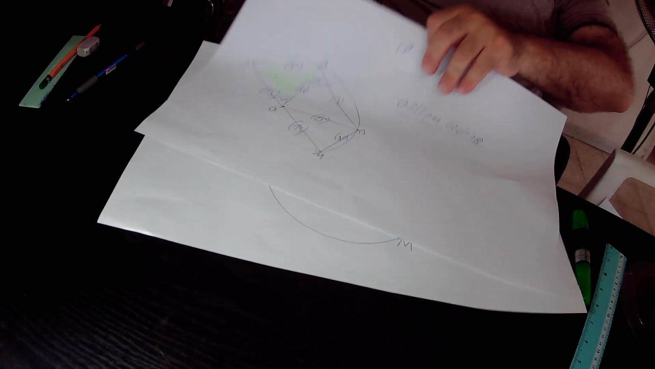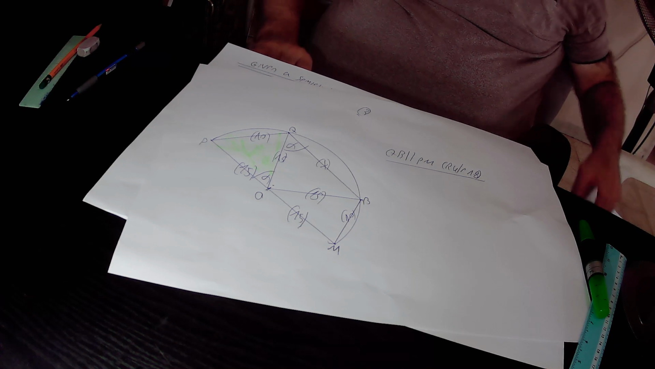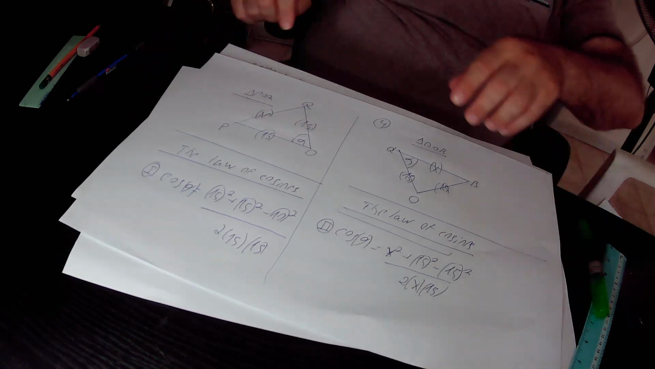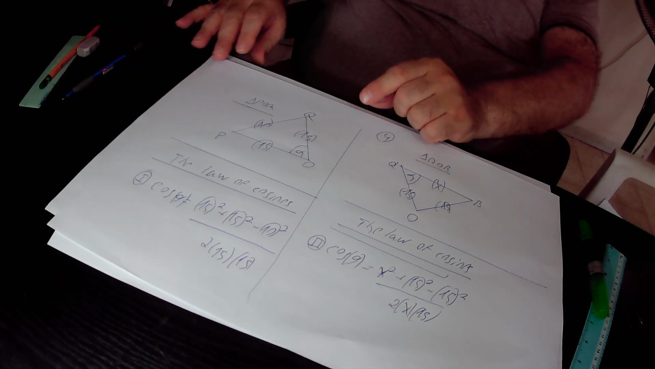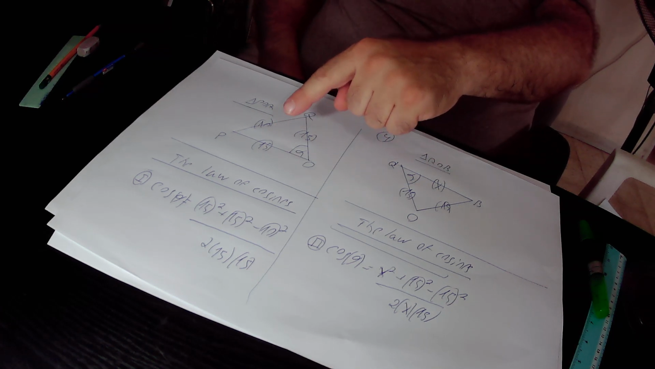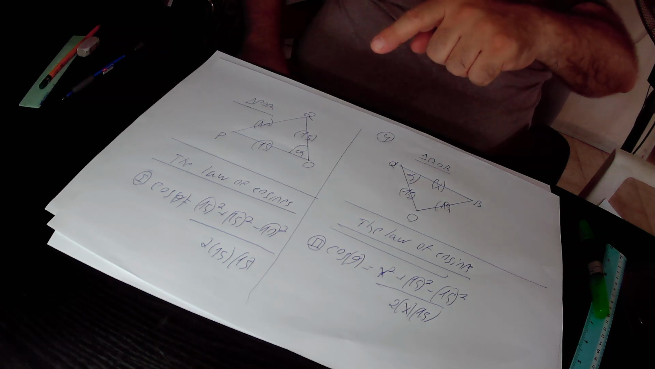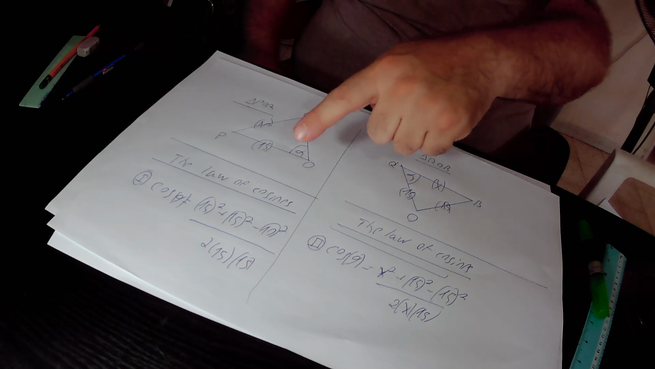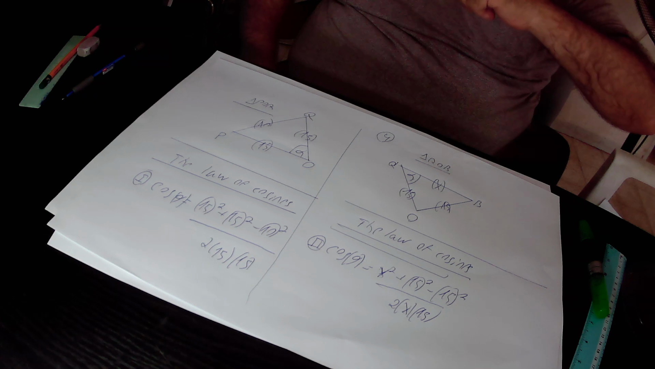I copied the gray triangle QPO here and implemented the law of cosines in this triangle. This is again alpha, so in this triangle POQ, according to the law of cosines, cosine alpha equals 15 squared plus 15 squared minus 10 squared over 2 times 15 times 15.